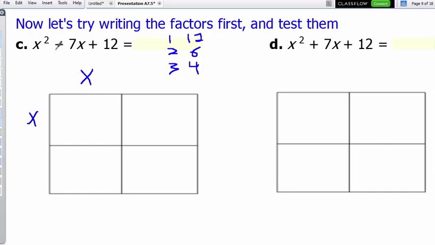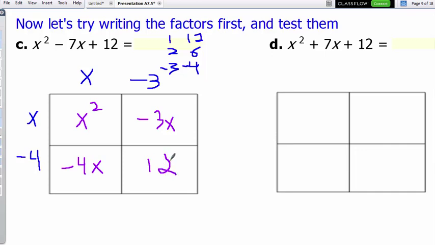In order to get this negative factor here, if they are both negative, negative times negative is positive. Negative plus negative stays negative. So I'm going to have a -3, a -4. And if I multiply those all out and test it, I would get x squared, -3x, -4x, +12. When I combine like terms here, I would get exactly what I started with.